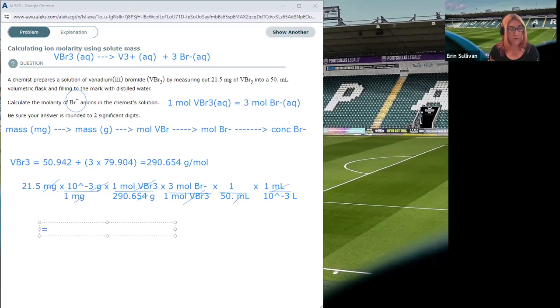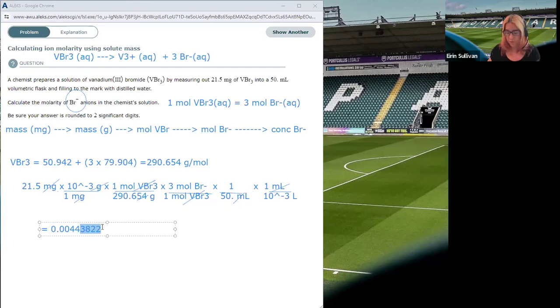So 21.5 times 10 to the power of -3 divided by 290.654 times 3 divided by 50 divided by 10 to the power of -3. Hopefully I used my calculator correctly. I got 0.00443822 and so on. Right, so we're asked for two significant digits, which will be here.